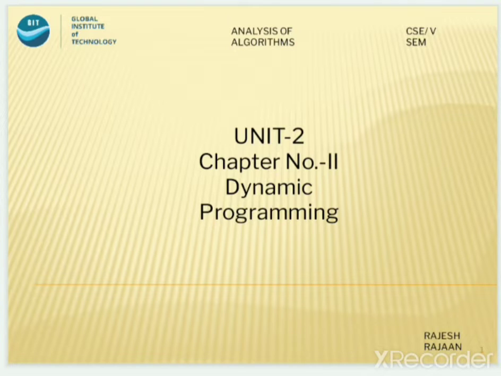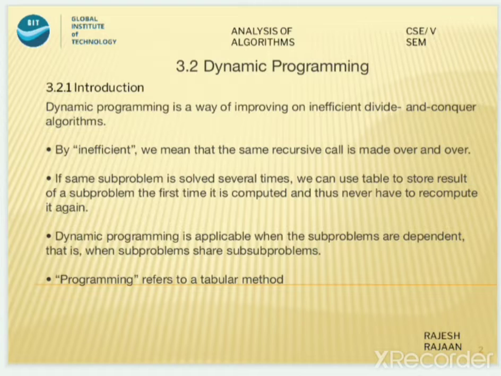So we can say that the problem should be able to be divided into smaller overlapping subproblems. An optimum solution can be achieved by using an optimum solution of smaller subproblems. Dynamic algorithms use memoization. So dynamic programming is a way of improving an inefficient divide and conquer algorithm. By inefficient, we mean that the same recursive call is made over and over.